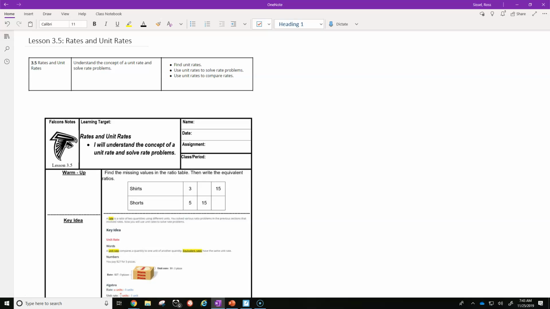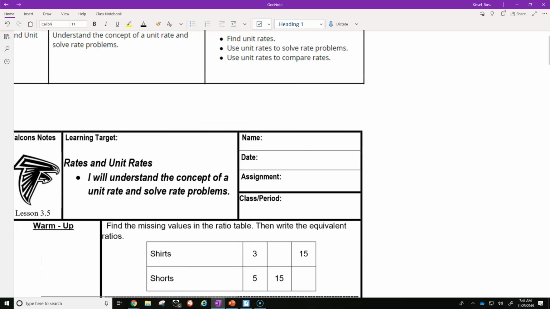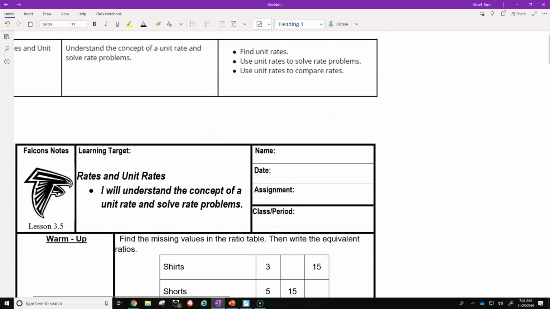Alright, so lesson 3.5, rates and unit rates. Our goal today says, I understand the concept of a unit rate and solve rate problems. I like this lesson a lot, and actually I feel like this one's kind of fun, what you guys are going to do today, as long as you stay in control. Because this is one that we really apply. I literally use this all the time.